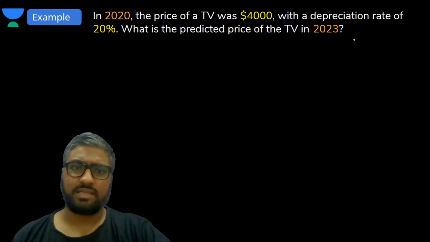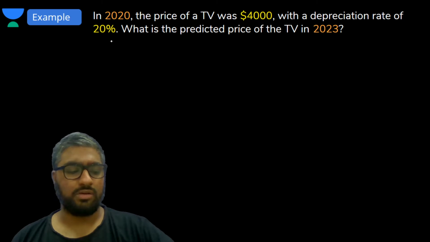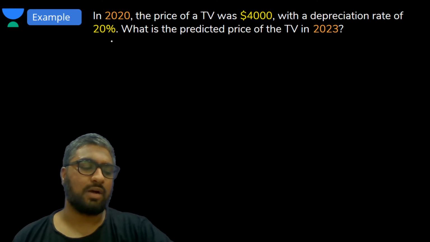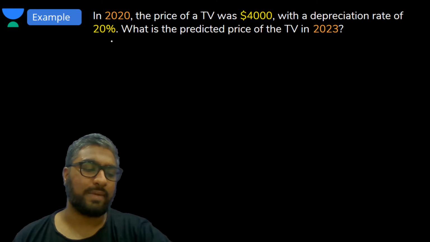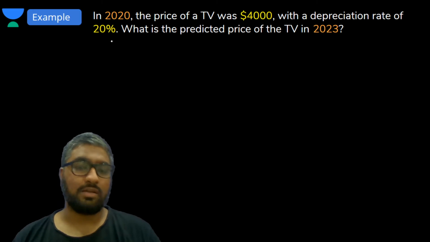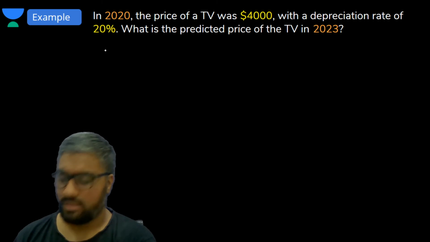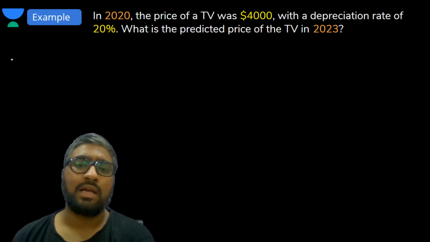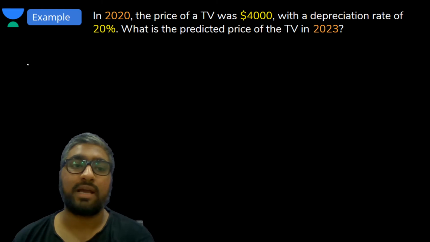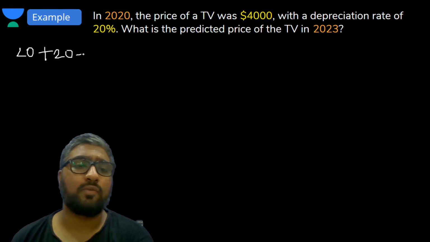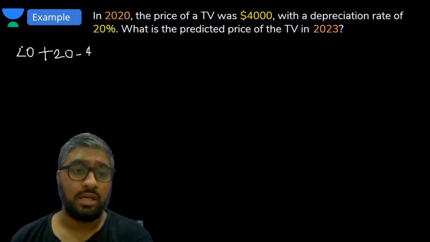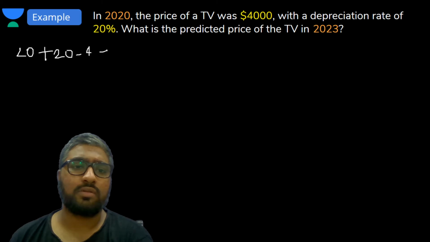Now how would you find out the depreciation value here, guys? First, it's like a discount. First 20% reduces, then again 20% reduces, then again 20. If you want, you can quickly do a plus b minus ab by 100, because it's a reduction. Yes, 20 plus 20 minus 20 into 20 is 400, so we would have 40 minus 4, 36%.